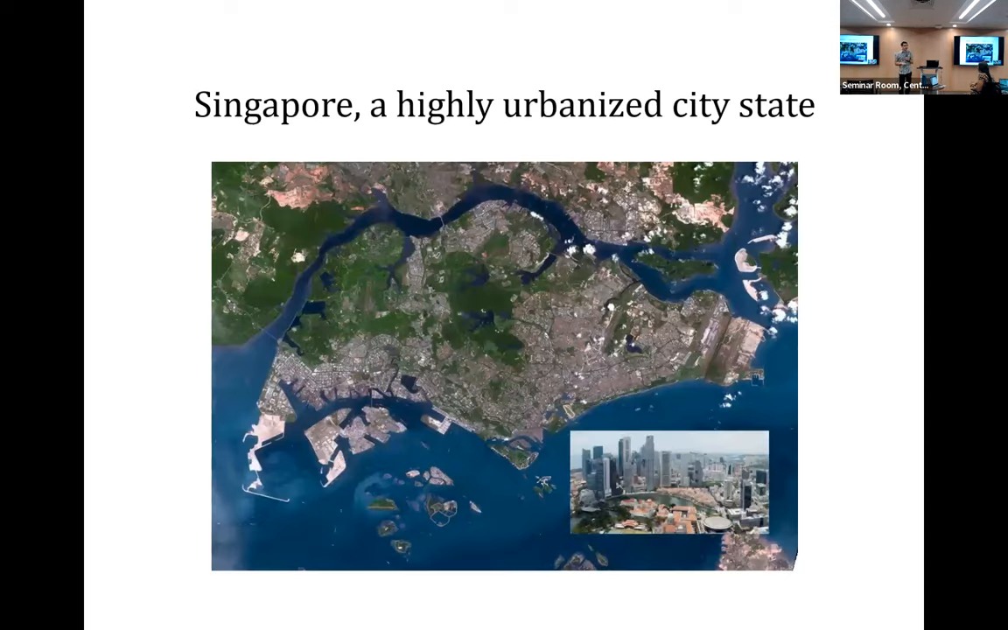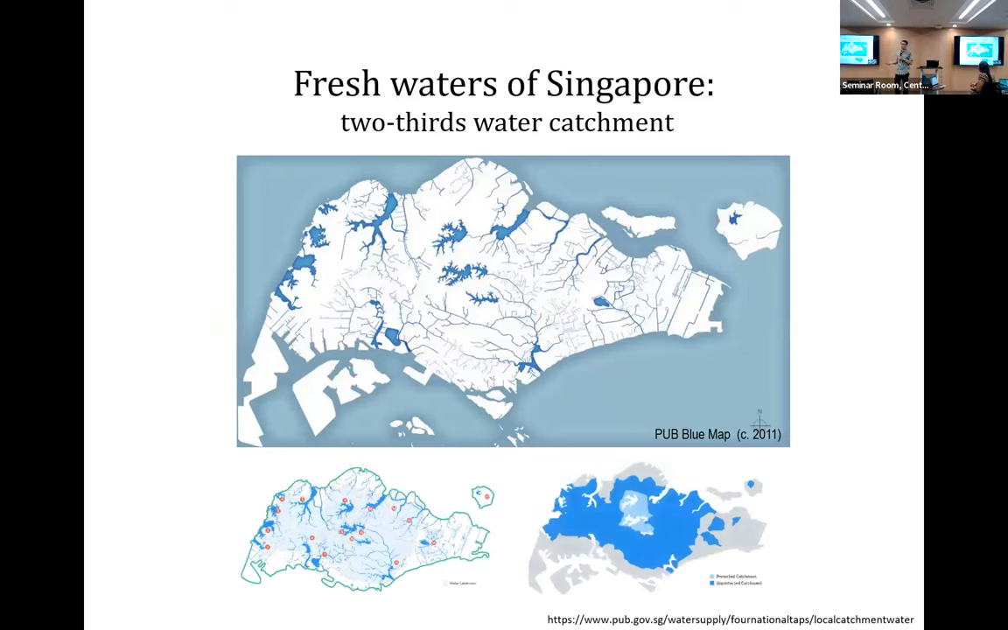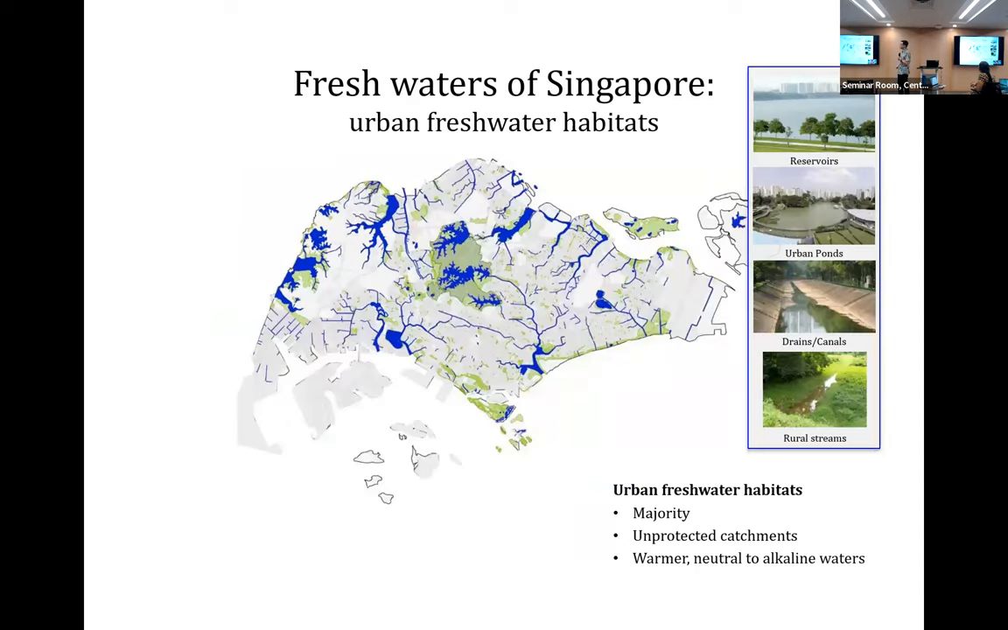So yes, Singapore does have freshwater habitats, right? Even though it may not be immediately obvious when you look at it, we're highly urbanized. Most of it is grey, built-up area, right? So where is all the freshwater? Freshwater is everywhere, okay? Two-thirds of Singapore's island is water catchment. But a lot of it is urban, right?